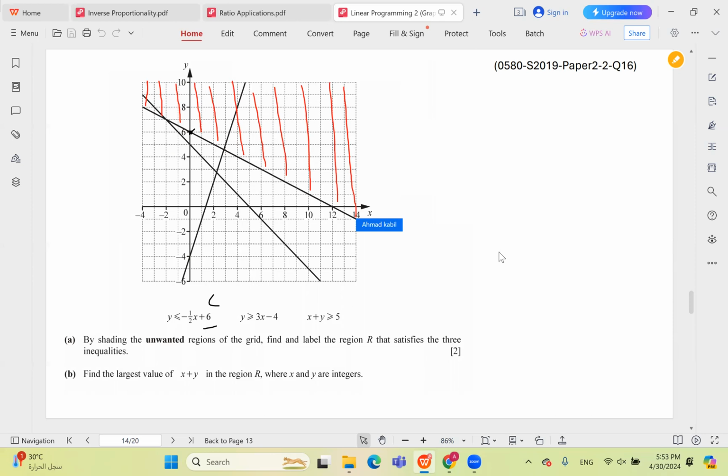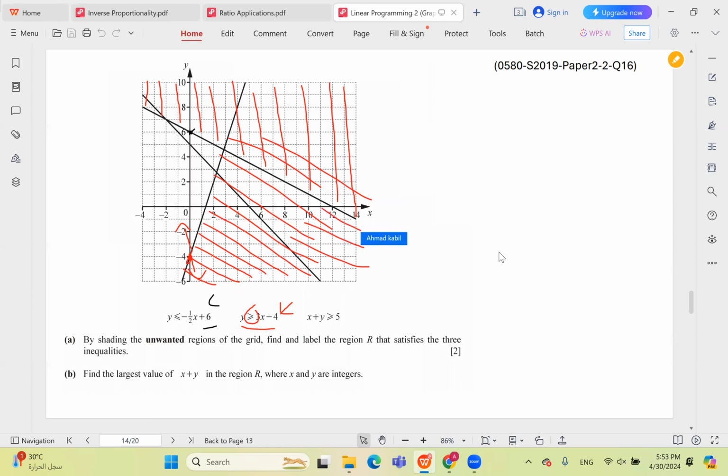And then for the second line, the intercept is -4. So we're talking about this line here. And this time y is greater than or equal. So therefore, we want the region that is above. We don't want the region that is below. So let's shade everything below this line here. And then let's erase this arrow so that we don't mistake it.